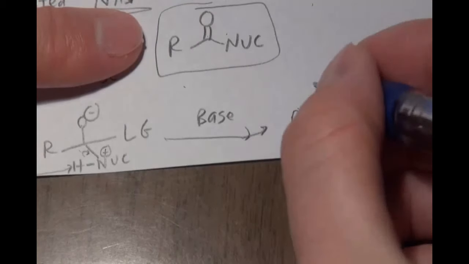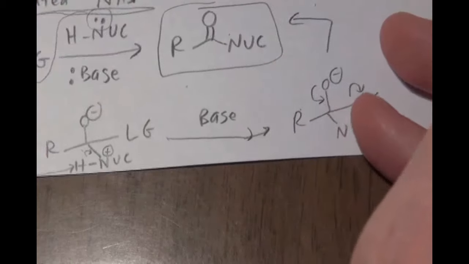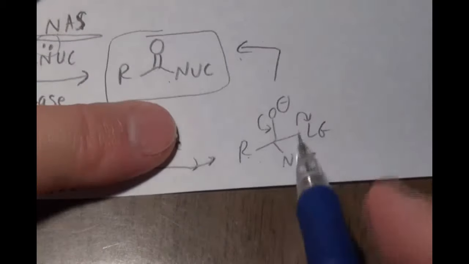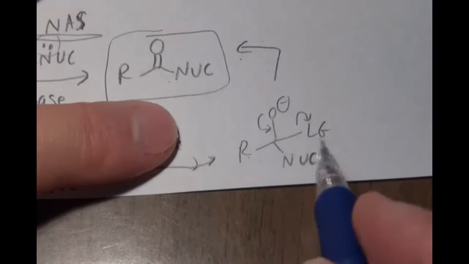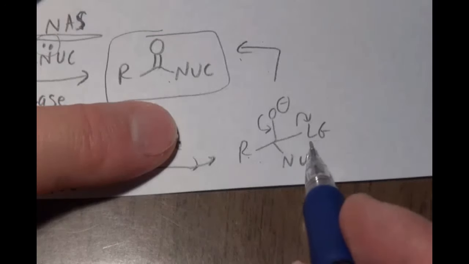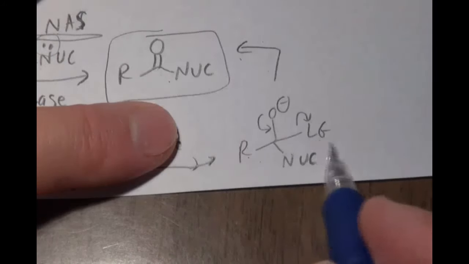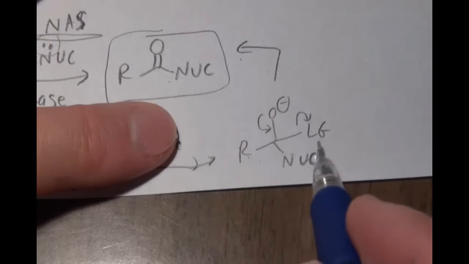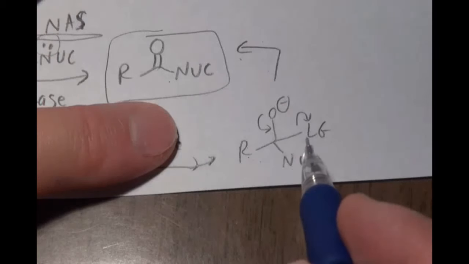In this case, now O minus swings down and kicks off the leaving group. Okay? So this doesn't need protonation on this leaving group, and this will happen for the really good leaving groups, we'll say, like chloride. Chloride is an amazing leaving group. It can't get protonated anyway. But what I'm trying to show is that there's going to be two general mechanisms.